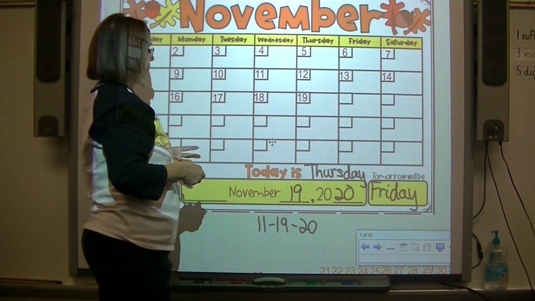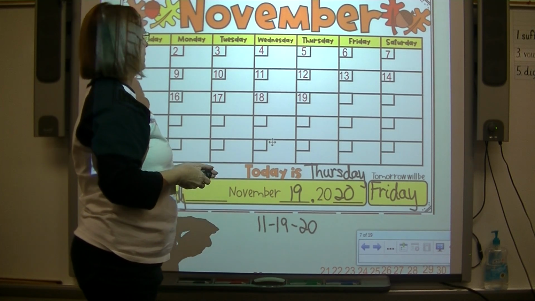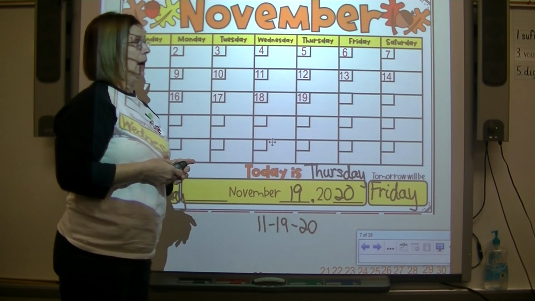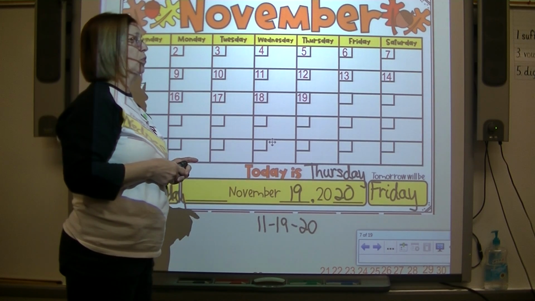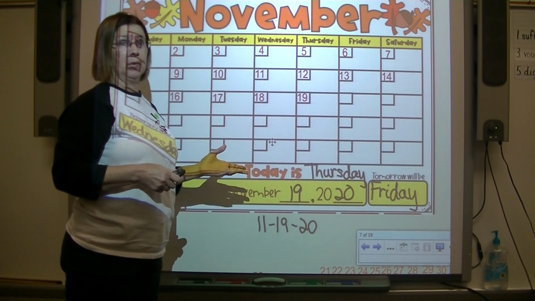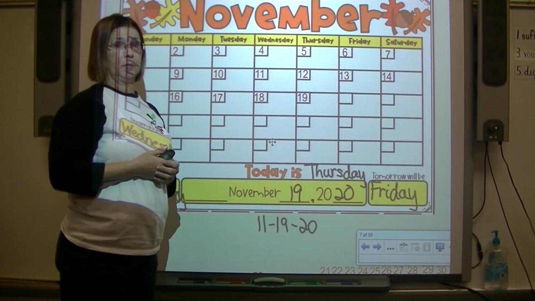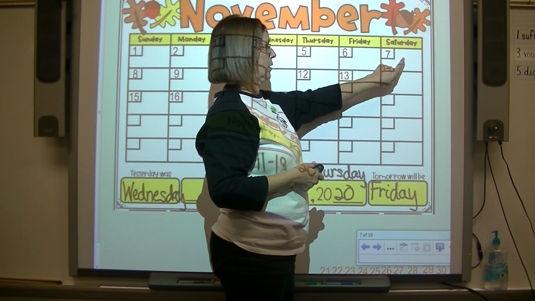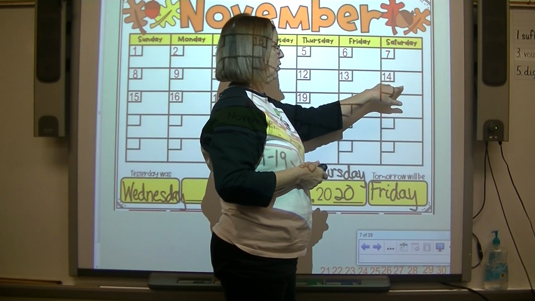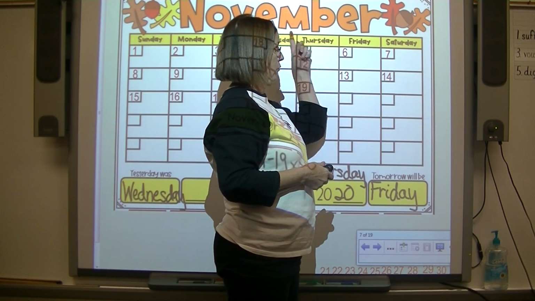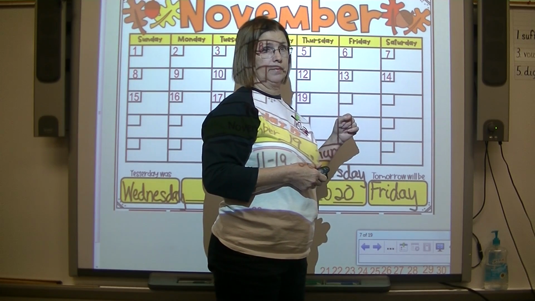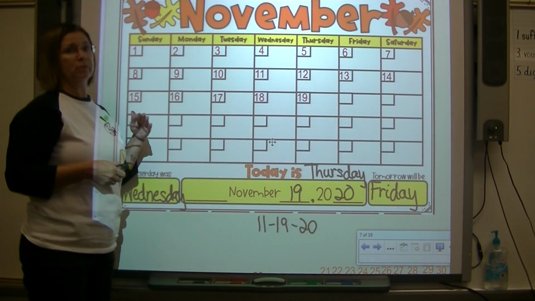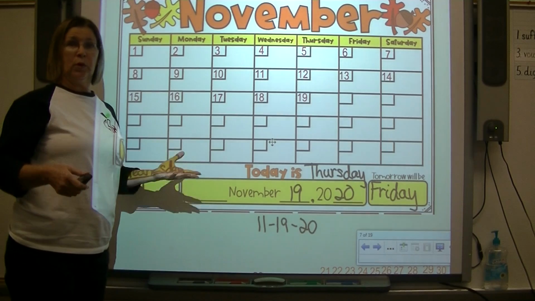Okay, what if I said I had a birthday party to go to on the second Saturday of the month? What was the date I went to the birthday party? All right, well, here's Saturday. This is the first Saturday. This is the second Saturday. What was the date of the second Saturday? November 14th.